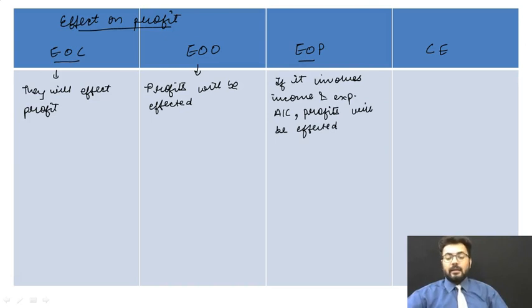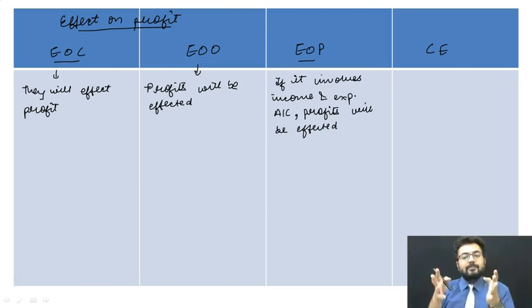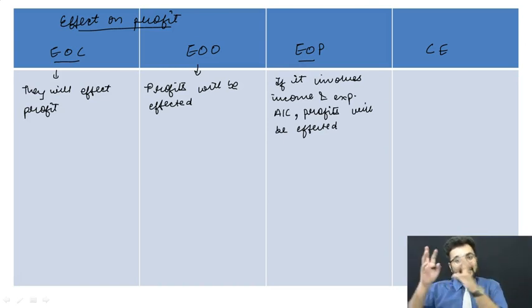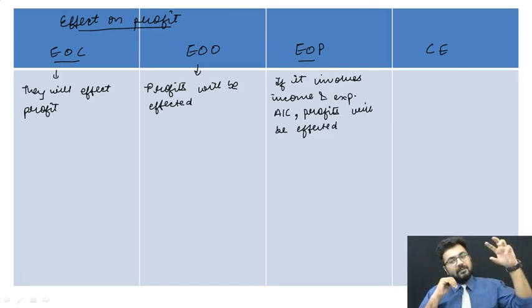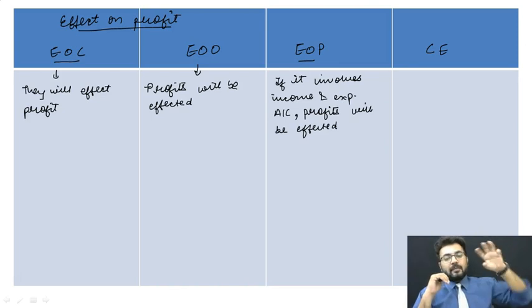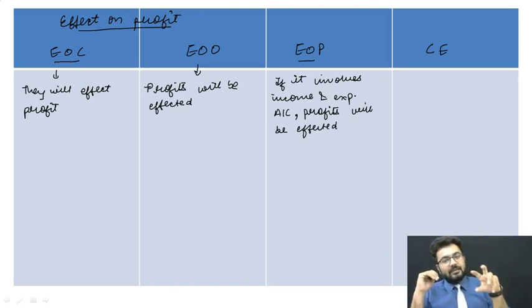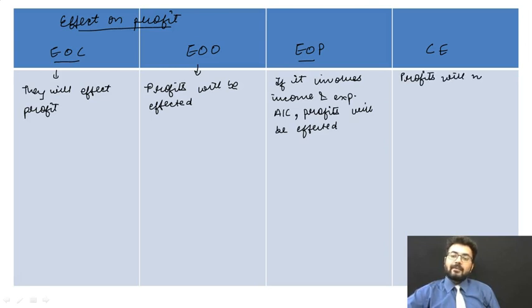Okay. Now, compensating errors. In that kind of situation, an error has been posted, and simultaneously another error has been posted which counterbalances the previous one. Previously you debited an amount, and in the next error you credited the same amount, so the effect has been nullified. So in this particular situation, profits will not be affected, because that has been counterbalanced by the very next error.